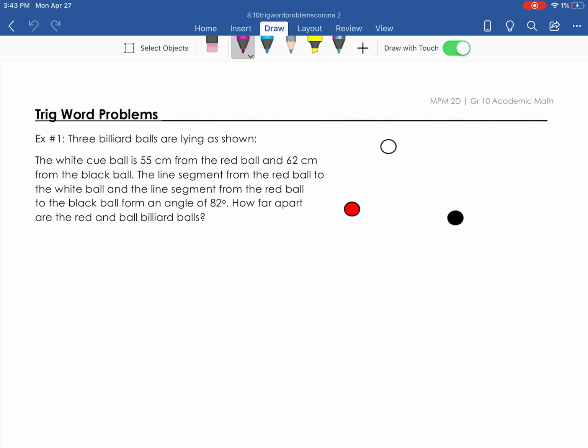All right, so 3 billiard balls are lying as shown. The white cue ball is 55 centimeters from the red ball. So you can see here that this is going to be a triangle. But if you want to make one, white and red are 55 centimeters apart, and the white ball is 62 centimeters from the black ball.